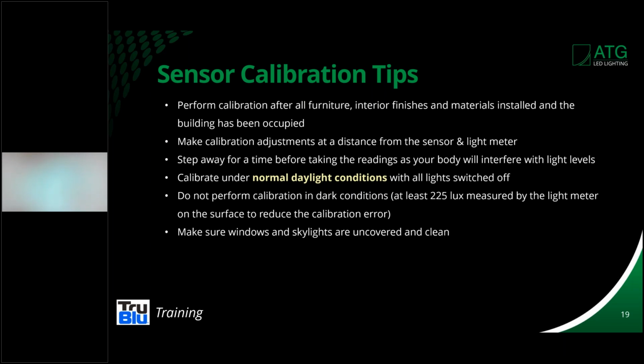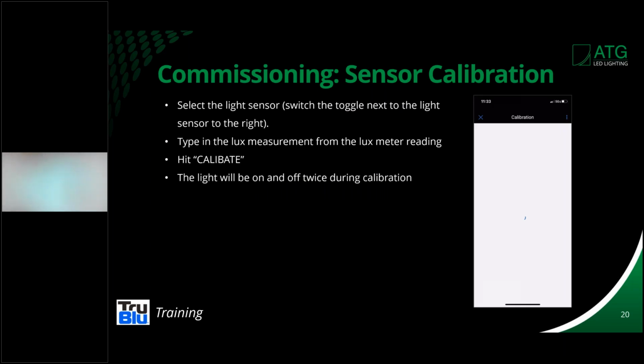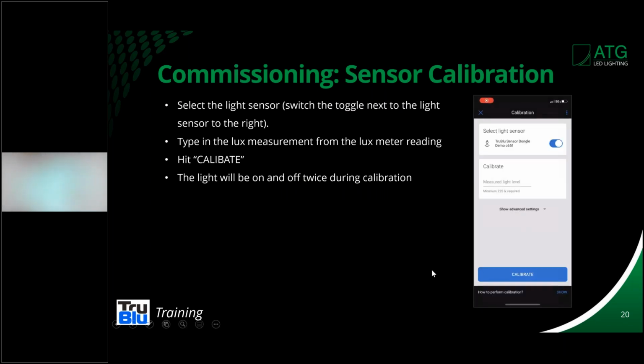There is a minimum lux level that is set, and it's at 225 lux. So obviously, if it's dark, you'll never get to that level, and you won't be able to commission this at all. So make sure the windows and skylights are uncovered and clean so you can get the best readings that you can get. So I'll just show you this little dude right here.